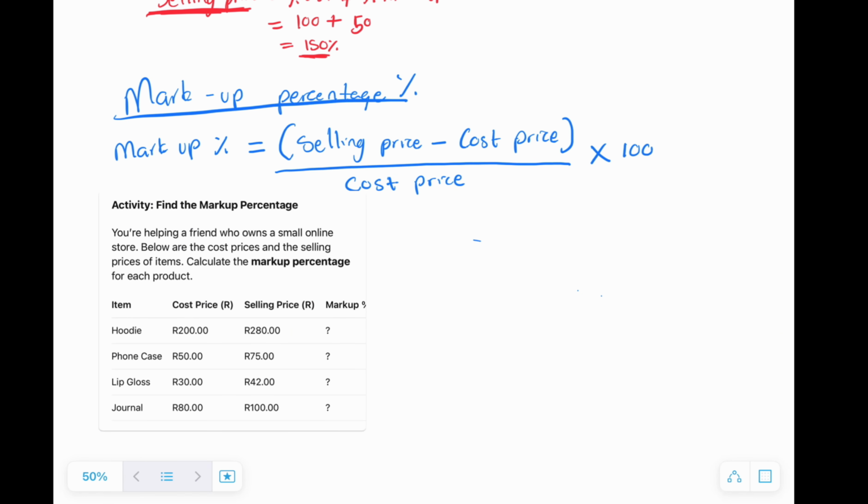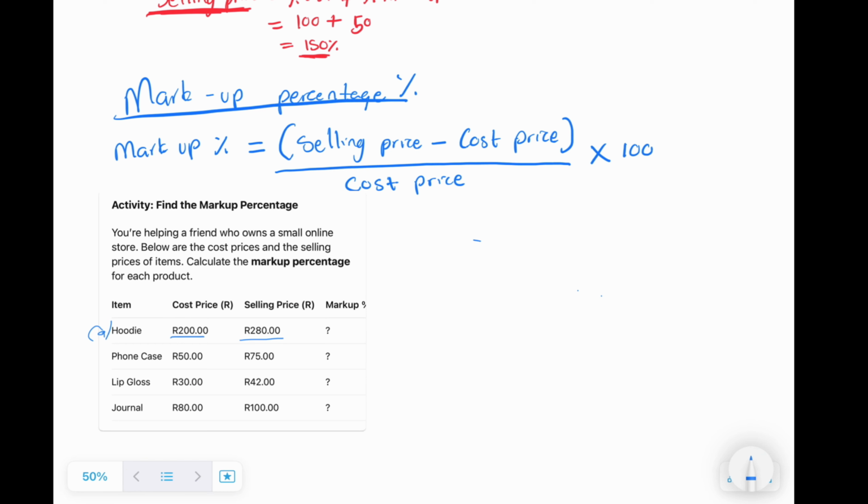All right, so let's try to calculate the markup percentage. The activity here says you are helping a friend who owns a small online store. Below are the cost prices and the selling prices of items. Calculate the markup percentage for each product. So you are given the cost price, you are given the selling price also. So let's talk about the hoodie first. For the hoodie, we want to know the markup percentage.